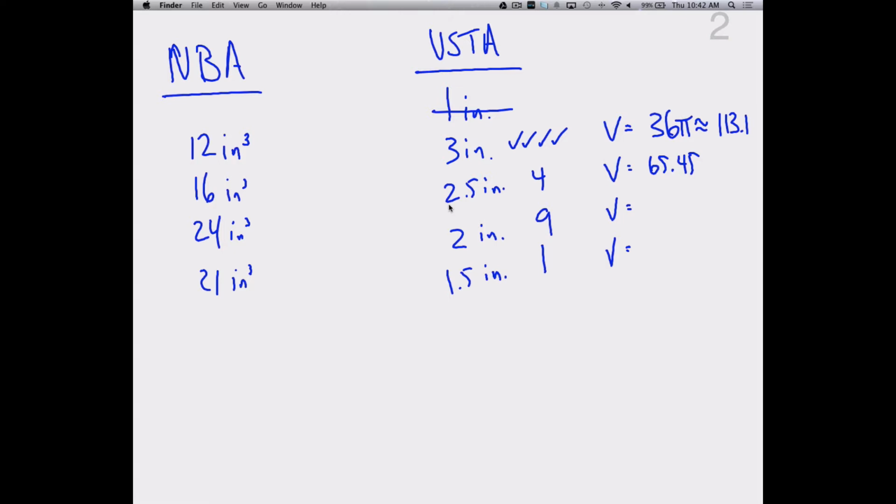Look at that, a half-inch difference in the radius causes that much of a variation. 2? I think it's 33.51. Tell me if I'm wrong. You're right. Close enough. And 1.5? 9.42.